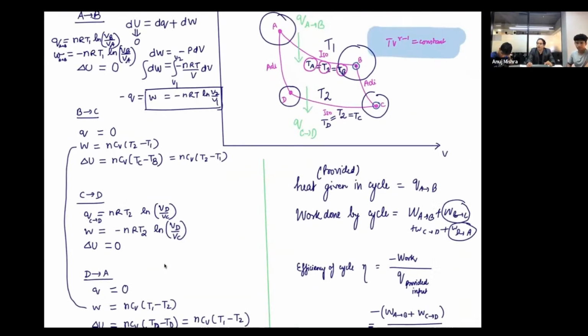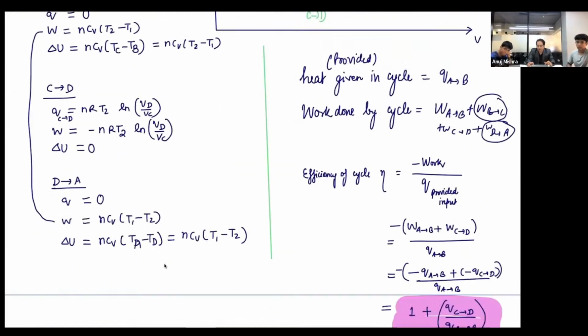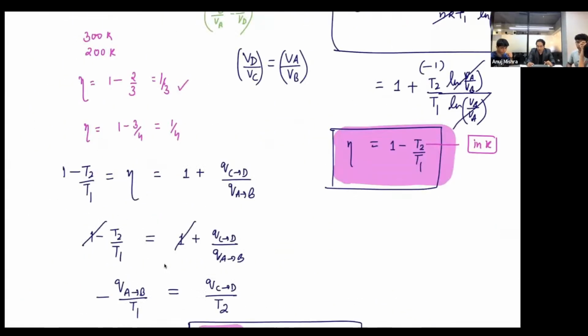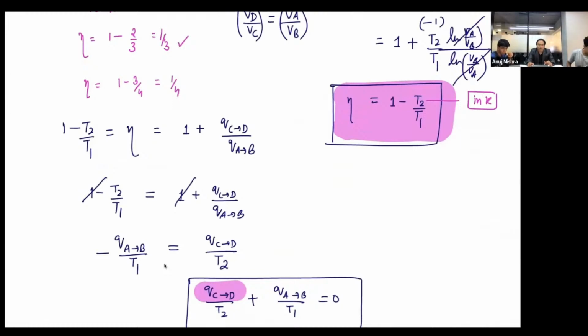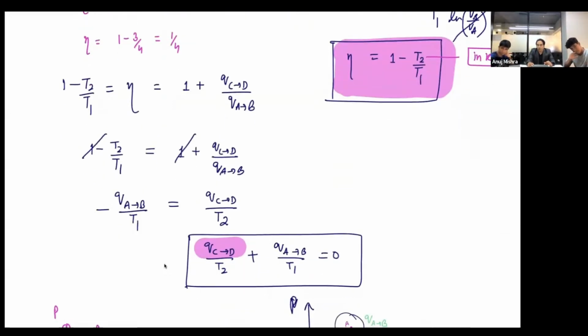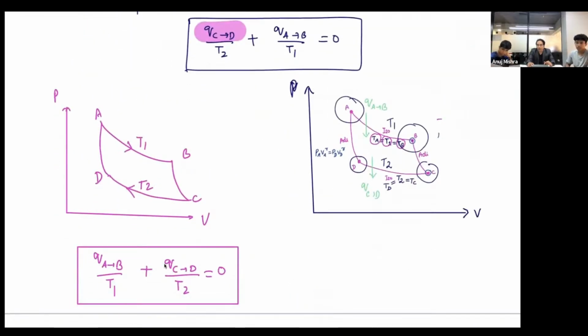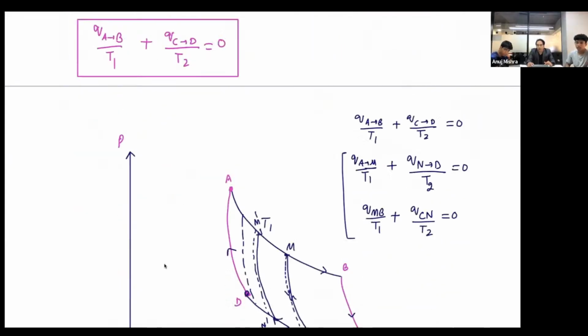And then we say net work done is WAB, WBC, WCD, WDA upon Q net. Then we get some result like this: eta is 1 minus T2 by T1. We rewrite it as QCD upon T2 plus QAB upon T1, and then this is written as the sum of Q by T, alternate Q by T, is equal to 0.